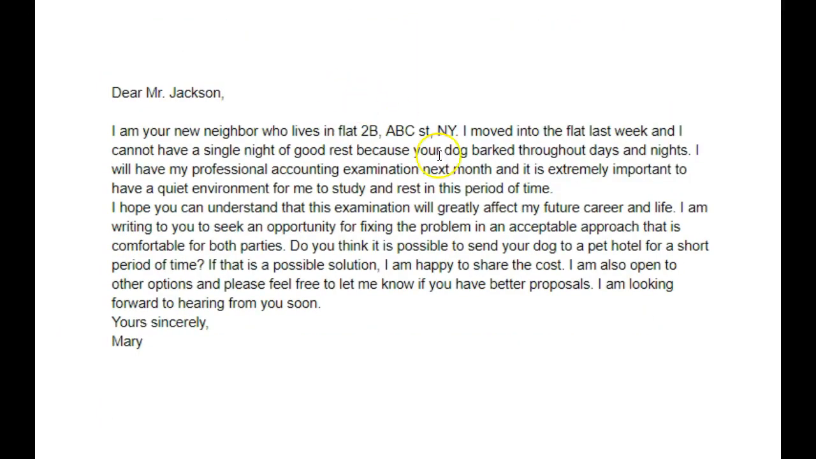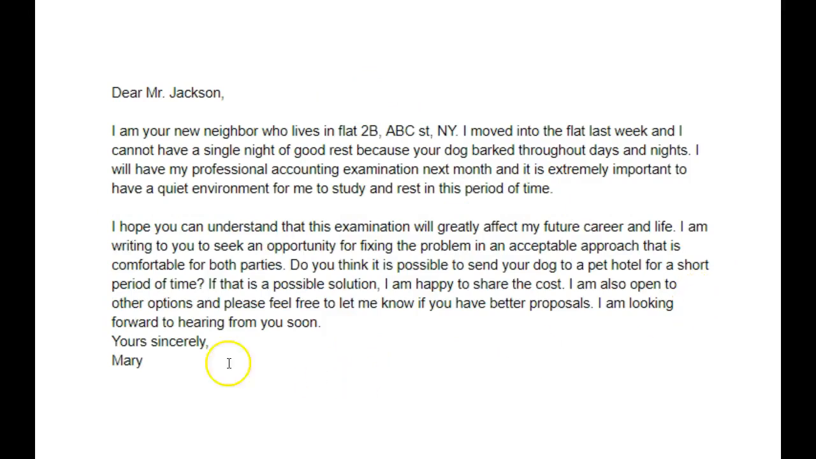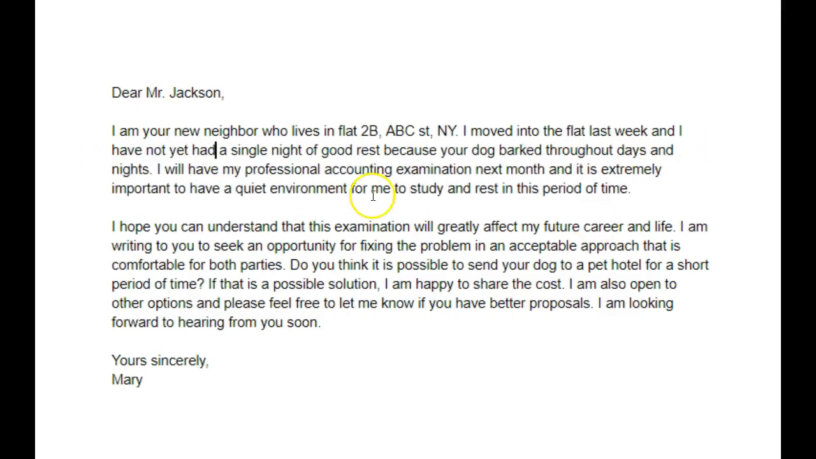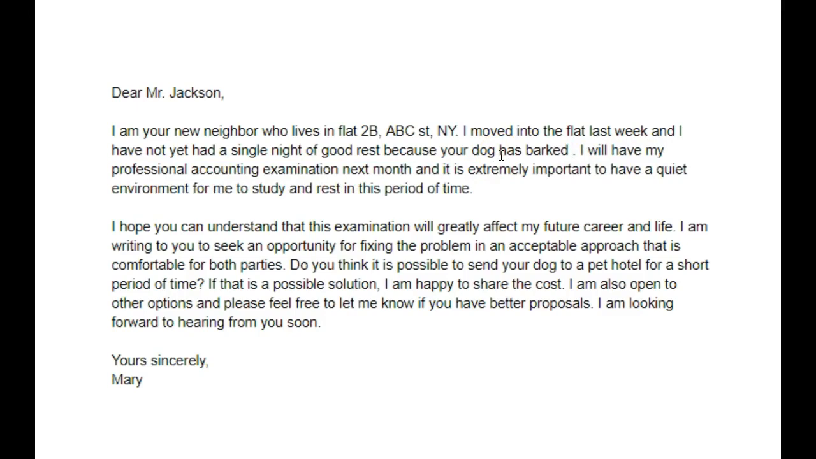So with this one, let me just separate it so I can see it clearly. So, dear Mr. Jackson, I am your new neighbour who lives in flat 2B, blah, blah, blah. I moved into the flat last week, and I cannot have a single night of good rest. Let's say I have not yet had a single night of good rest because your dog has barked, let's say 24/7. 24 hours a day, 7 days a week.